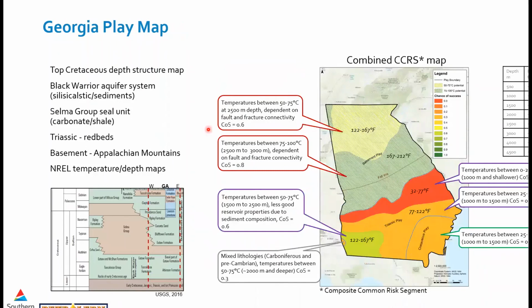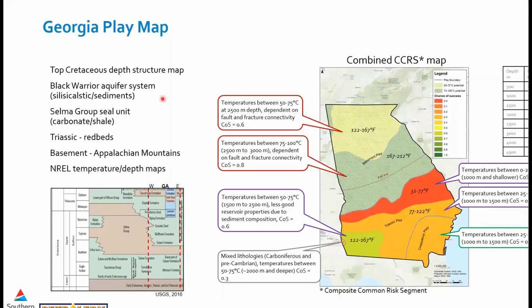And finally, we have the play map for Georgia. This is also a combined composite common risk segment map, and that is because, as you can see here, we have the basement play, we have the Triassic play, and we also have a Cretaceous play down here to the southeast.